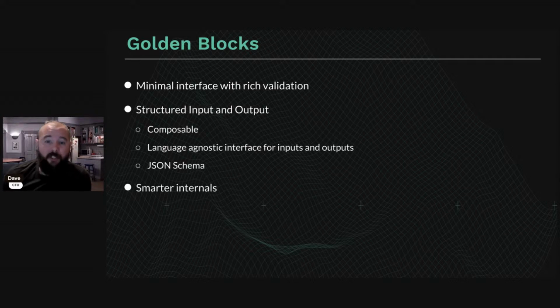So defining a really clean API with rich validation. Before a CI run fails or a CD run fails, we should be able to tell that there's an issue with inputs, right? We need structured input and output to allow these blocks to be composable, right? We want them to be Lego blocks because they are narrowly scoped. We want them to be able to connect together, right? And we use JSON schema to do that, to both define ins and outs and to define these minimal interfaces, right? And wherever we can, we try and create smarter internals, right?